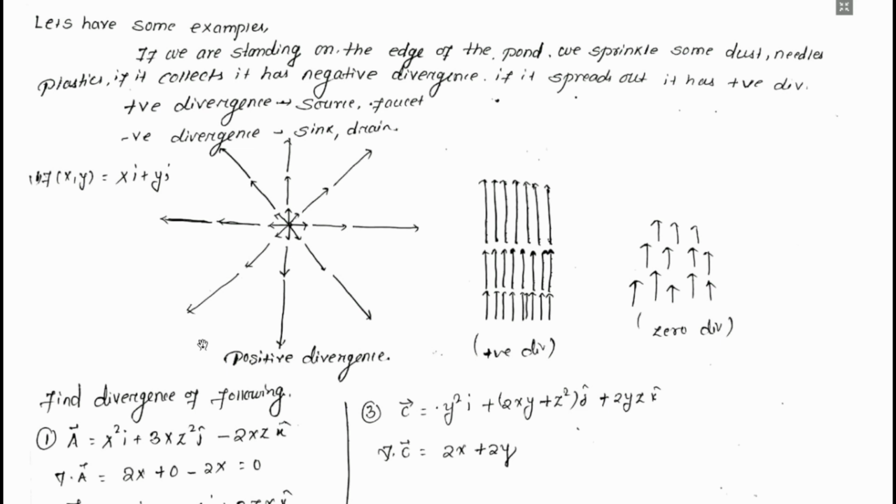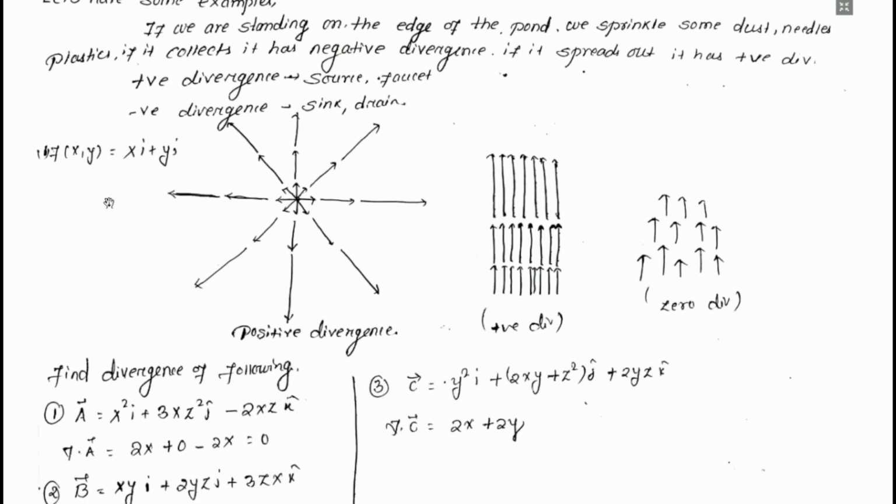Let us discuss some examples. If we are standing on the edge of a pond and we sprinkle some dust, needles or particles, if they collect, it has a negative divergence. If they spread out, it has a positive divergence. So these are some examples of positive and negative divergence. Positive divergence is a source, like a faucet, and negative divergence is a sink, like a drain.